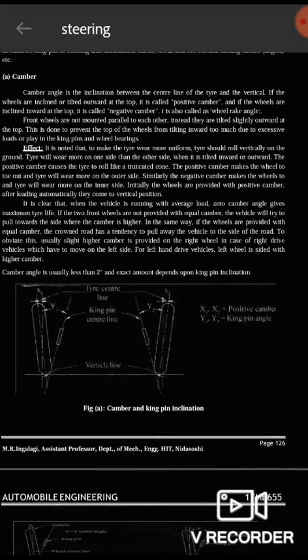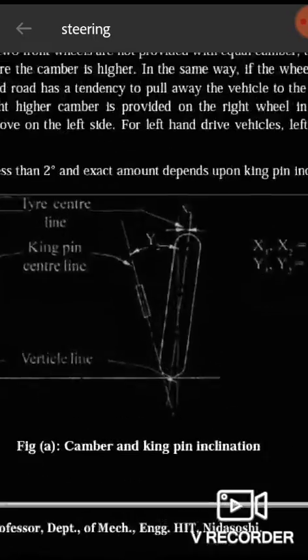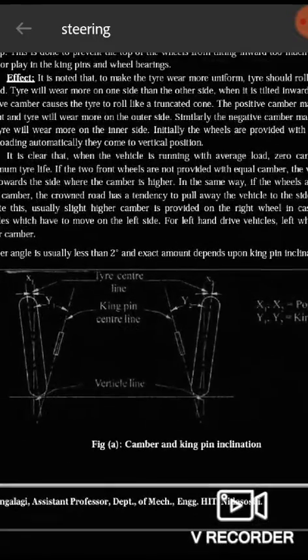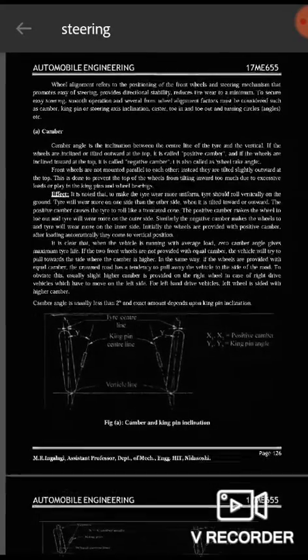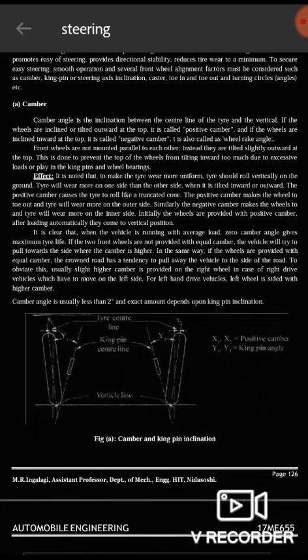Now, camber. The camber diagram you may observe here. This is the camber diagram, showing camber and kingpin inclination. This is the tire center line, the kingpin, the center line, and the wheel vertical line. Here you have vertical lines. So what is that geometry? I will explain that here with the theoretical part.